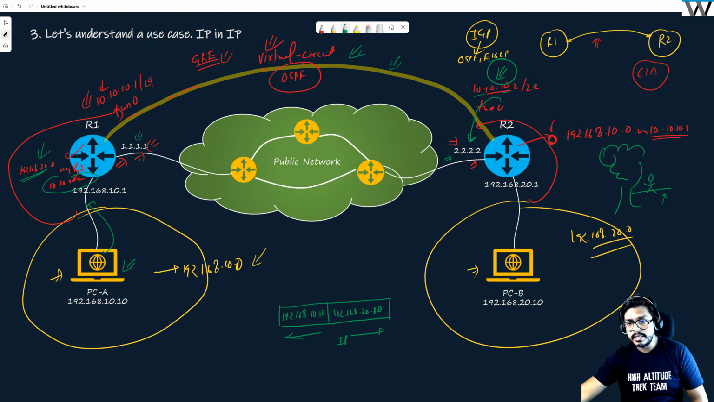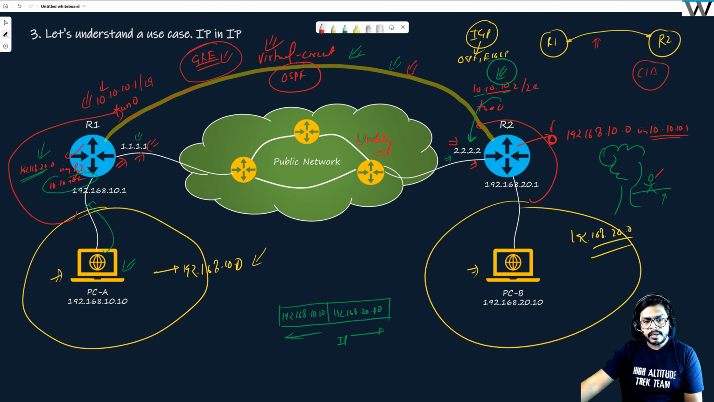This is your branch, and this is what we call the underlay, guys. So your public network is actually your underlay here, and this tunnel is actually you. This tunnel is not going to be there if this underlay is not there. And whatever you are building on top of it, this is your overlay. And the technology is known as generic routing encapsulation, GRE.